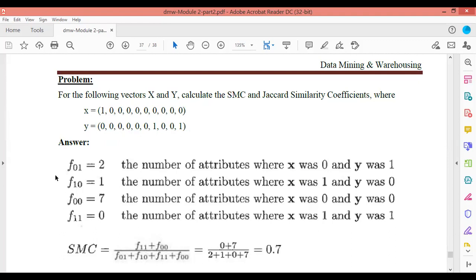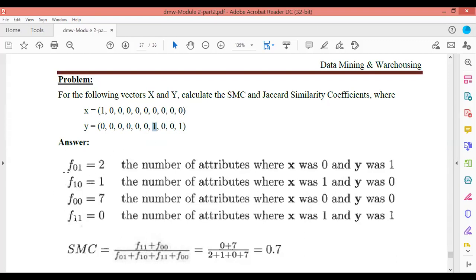Now coming to the different measures, or the numbers, which we will be calculating here, that is f01, f10, f00, and then f11. First, f01 stands for x is equal to 0 and y is equal to 1. So how many attributes are having x is equal to 0 and y is equal to 1? If you look here, x is equal to 0, this one, and then y is equal to 1, and then x is equal to 0 and y is equal to 1. So a total of two attributes have x is equal to 0 and y is equal to 1. So the f01 value is 2.